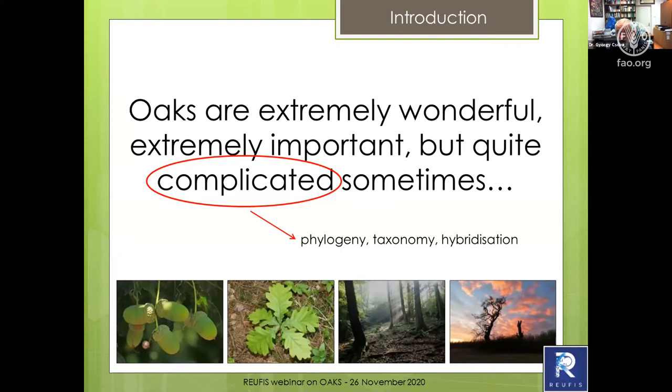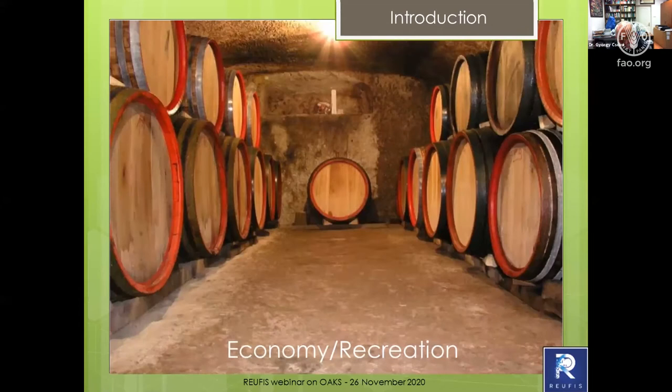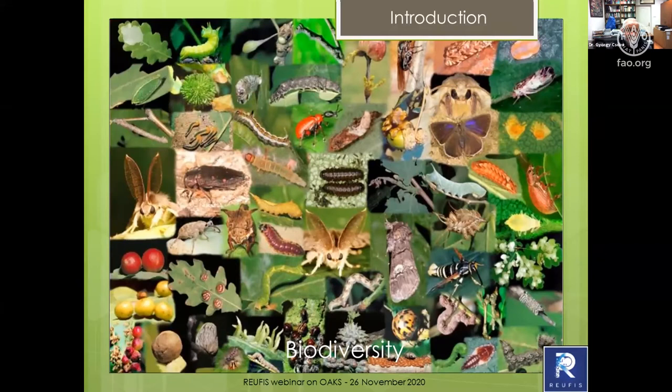We all know the importance of oaks from an economic point of view and also from a recreational point of view. I like this kind of special recreation very much, particularly if you have some fine red wines and cholesterol-free venison stew, if possible. But the other very serious part of the importance of oaks is biodiversity.